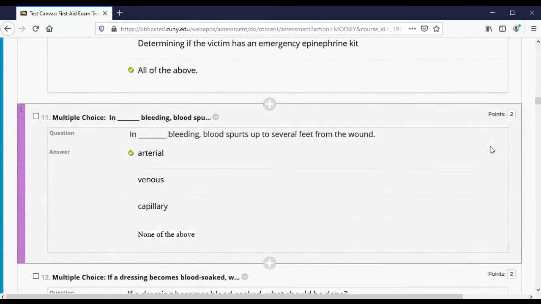In arterial bleeding, blood spurts up to several feet from the wound. And that's a pretty easy question because the arterial force is directly correlated with the contraction of the heart. So blood flowing through an artery is under very high pressure. So if that artery is open, blood is going to spurt out with each heart contraction.